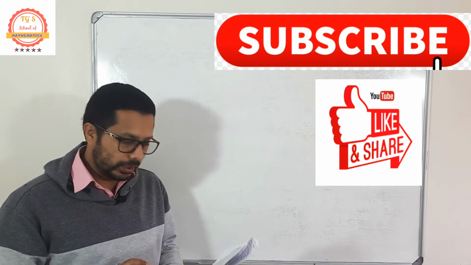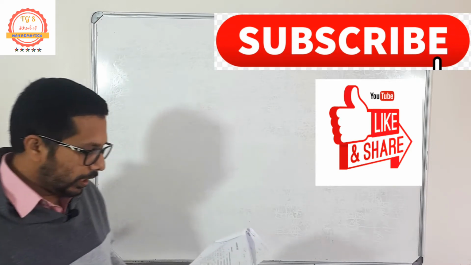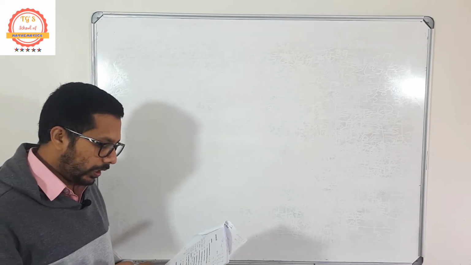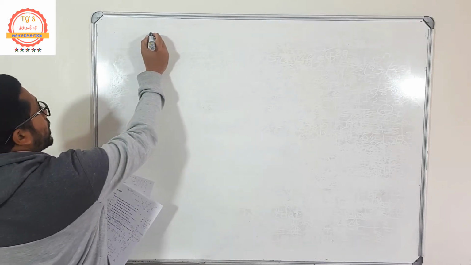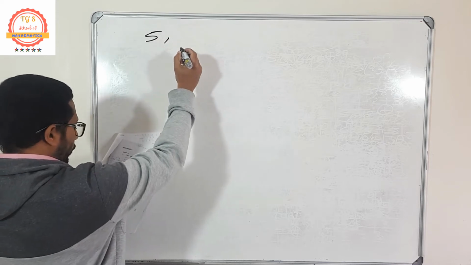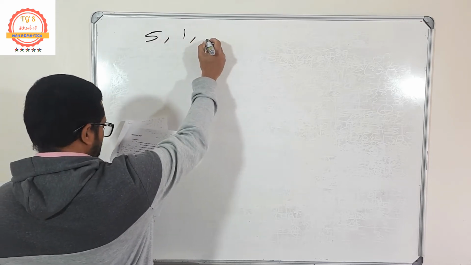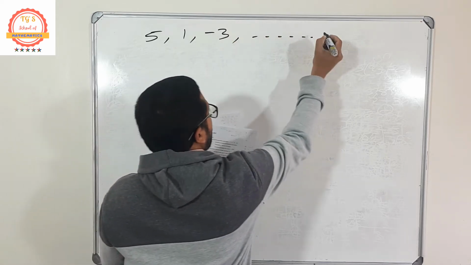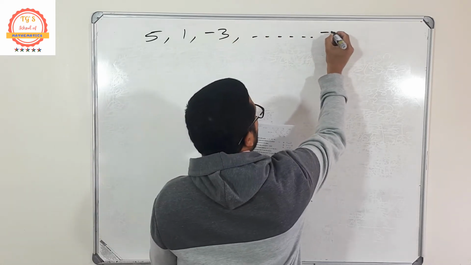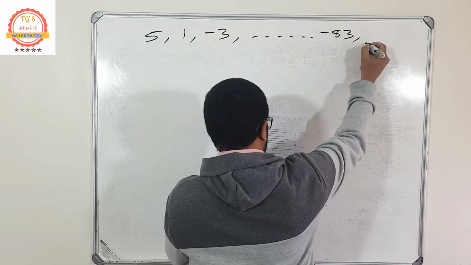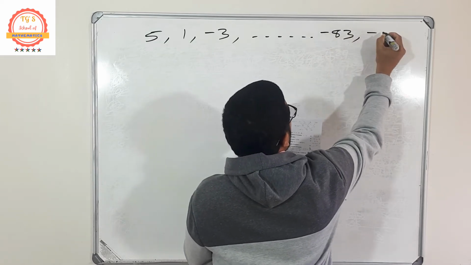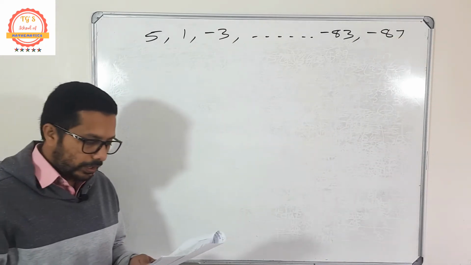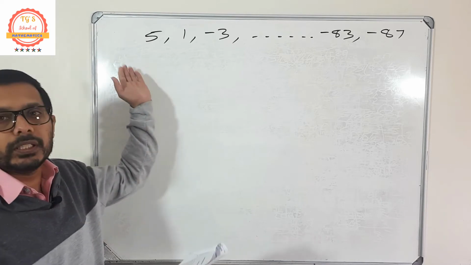November 2016, question number 2. Given the finite arithmetic sequence 5, 1, minus 3, etc., and the last term is given as minus 83, minus 87. So it is given that this is an arithmetic sequence.